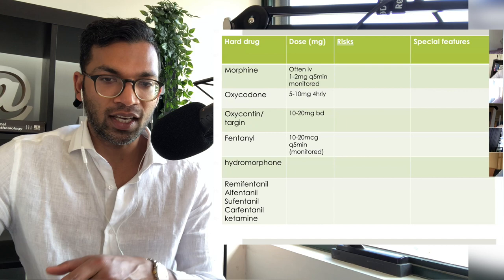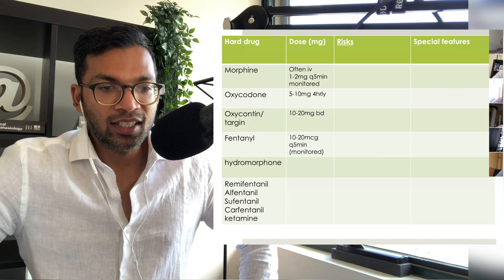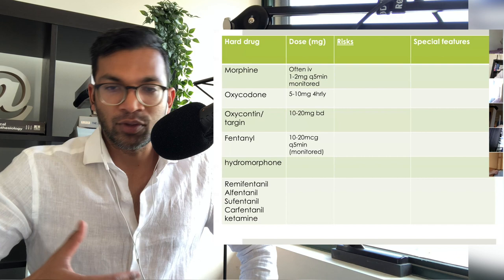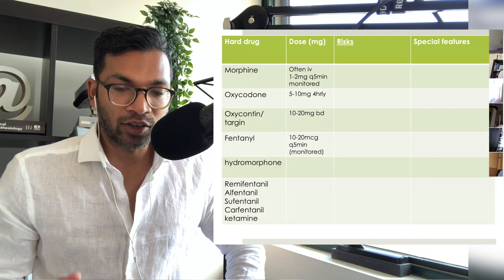Now, fentanyl, that's almost always 10 to 20 micrograms every 5 minutes. You'll see anaesthetists doing bigger doses. And that's because we're very much able, like if I give 100 mics of fentanyl and the patient stops breathing, my skill set is to resuscitate and help them breathe. But I'd never have given that kind of 50 to 100 microgram dose if I was an intern or a junior doctor or not trained in airway management.